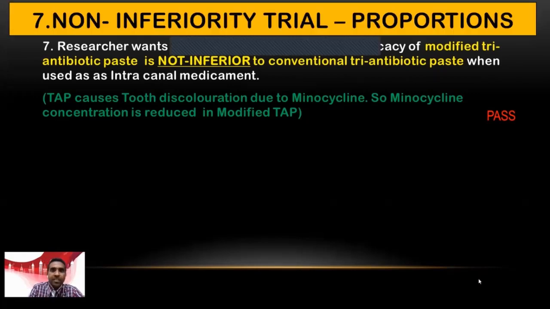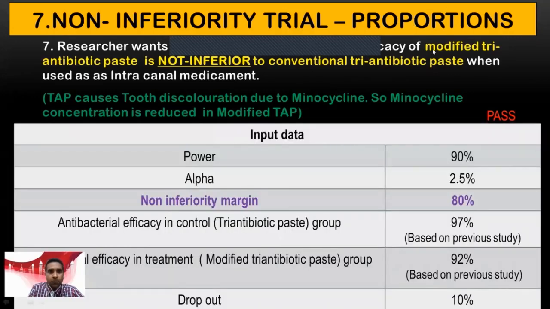So this is a non-inferiority trial based upon proportions. The power is 90%, alpha is 2.5%. Again, it is a one-sided hypothesis, so I kept the power at highest and alpha at lowest. Non-inferiority margin 80%. The antimicrobial efficacy of the control group is 97%. If 97%, it eliminates almost all the bacteria, based upon the previous study.